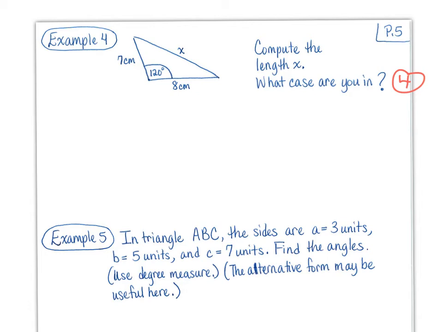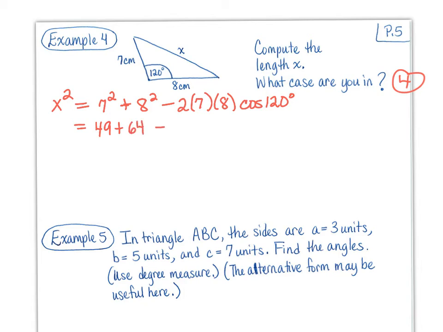So, in order to find x here, we use the part that says x squared is equal to 7 squared plus 8 squared, plus or minus? Minus, good, 2 times 7 times 8 times cosine of what? 120 degrees. Good. So that's equal to 49 plus 64 minus 16 times 7, which is 112, times cosine of 120. 120 degrees is the same thing as 2 pi over 3. So that's the same thing as 112 times negative 1/2.